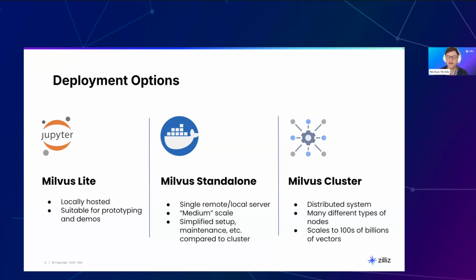Then one step up from that is a standalone version, which runs in a Docker image. It has more of the advanced search algorithms for a small deployment. This is perfectly fine in the tens of millions of vectors. And then finally, Milvus cluster is a fully distributed system working across tens to hundreds of nodes and scales into the billions of vectors while maintaining really high performance, under 100 millisecond query latency.